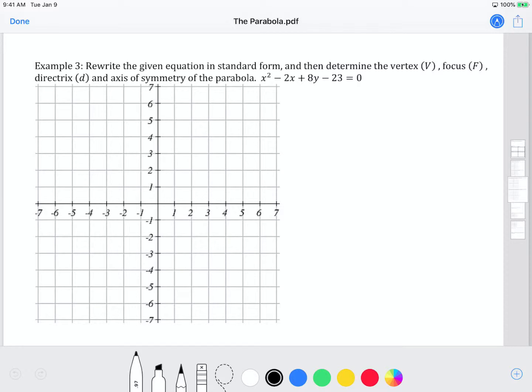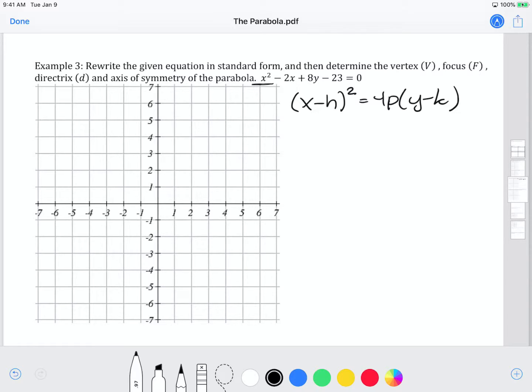Now in example 3, we're going to have to do a little bit more work to put this in standard form. The first thing you should notice is that what's being squared is the x. So that tells us that when we put this in standard form, we want it in this form, where the x is being squared, and it's going to either open up or down, which is the parabola that we're familiar with, where it's also a function that we call a quadratic.